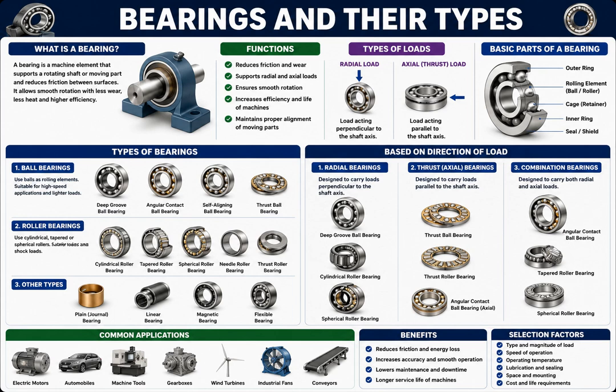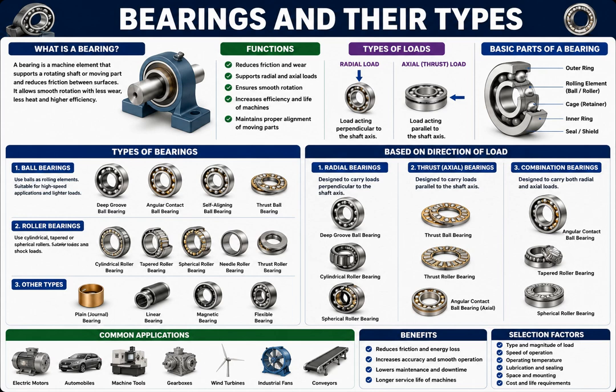At the top left, you can see the basic function of a bearing. A bearing supports rotating parts and helps them move smoothly with minimum friction. That means less heat, less wear and longer machine life. Now let us understand the loads acting on bearings. First, radial loads.